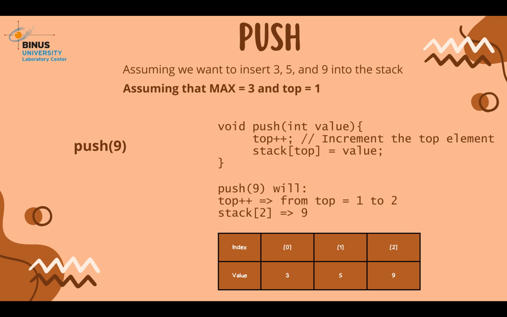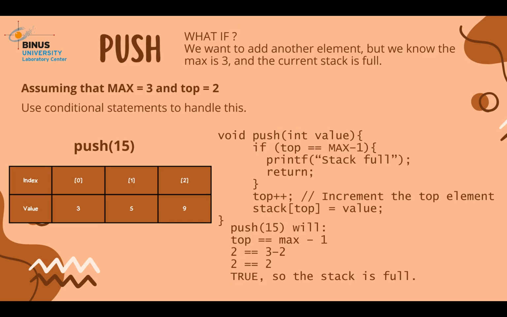Let's say we want to add another element, but we already know the max is 3, so the current stack is full. We can use conditional statements to handle this. Let's say I want to push 15. We can add an if statement here: if top equals max-1, it means the stack is full. When we push 15, it checks whether top equals max-1. Top is currently 2, max is 3, and 3 minus 1 is 2. So 2 equals 2, which is true, so the stack is full right now.